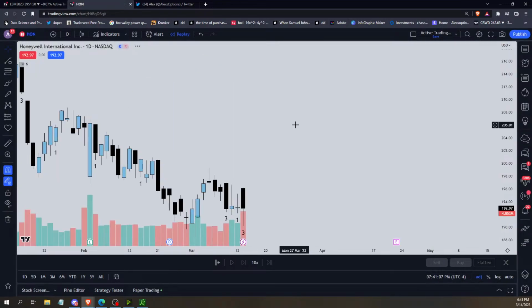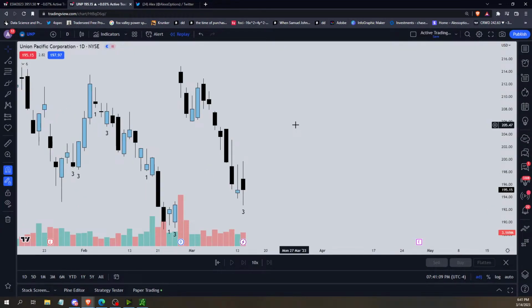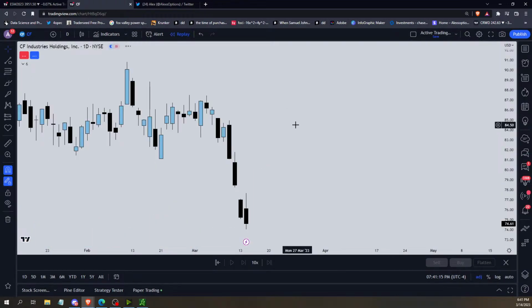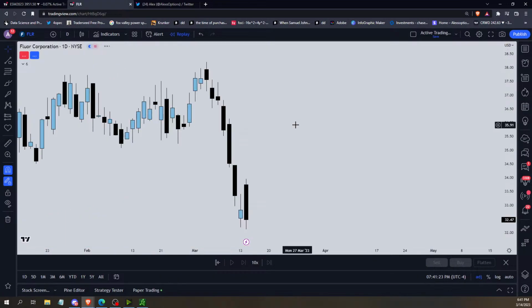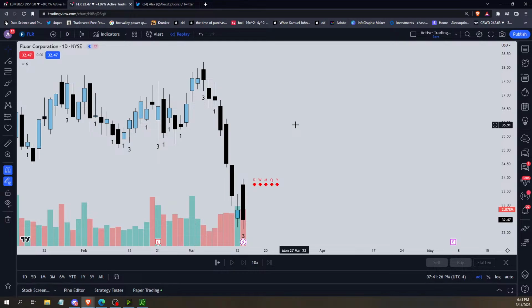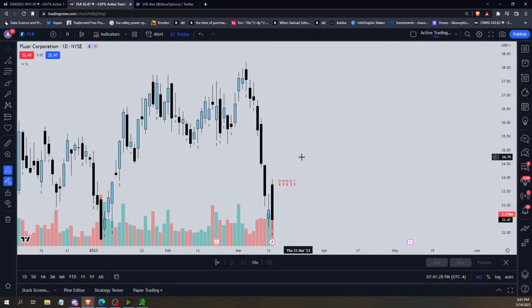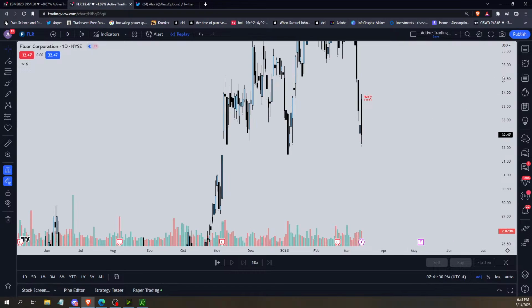There's also what I think UNP. Yeah, so another outside bar, UNP. CF, I'm not sure exactly what they do, but another outside bar. So it's like you will get some simultaneous breaks for sure. FLR, another one. They all look the exact same, right? Big outside bar, this is where the expansion can start.